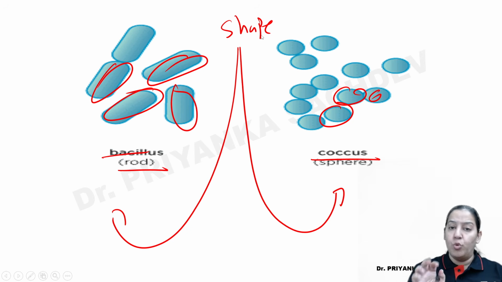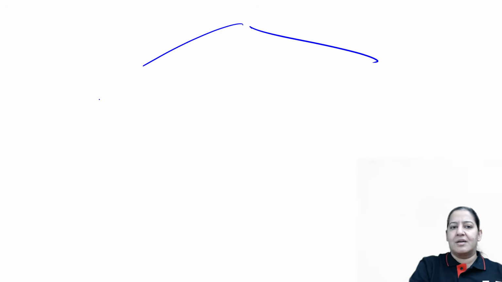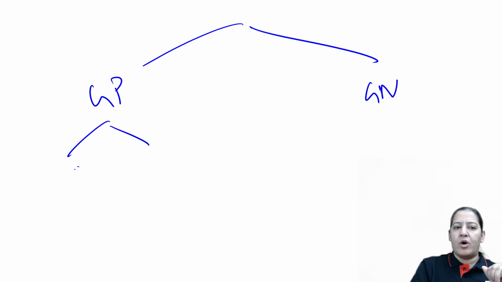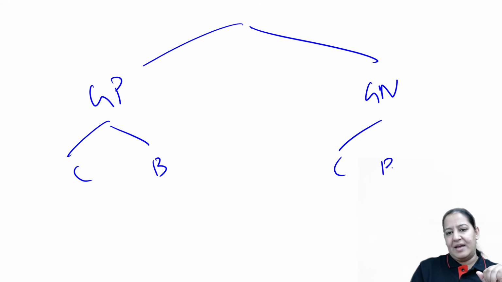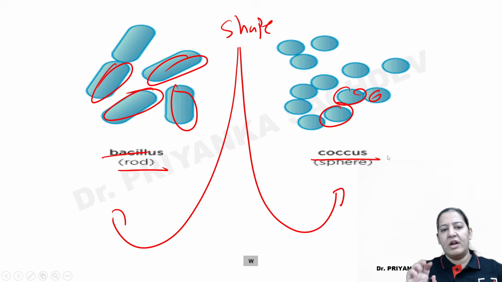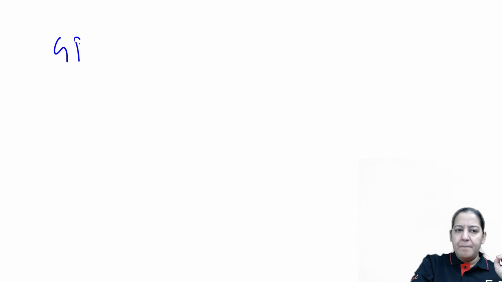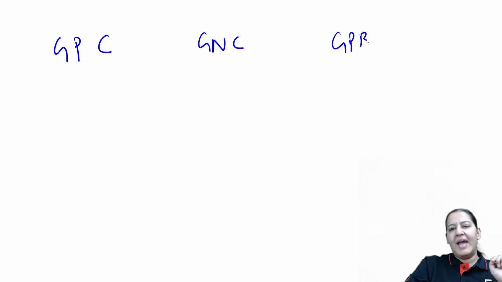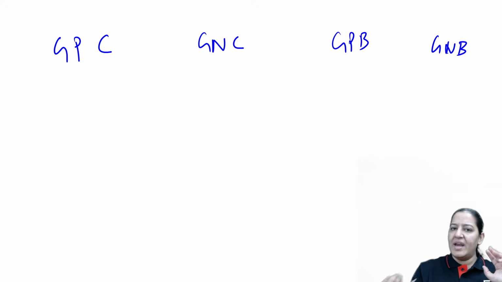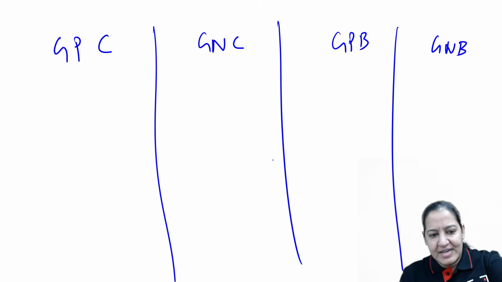So we are combining the two classifications. The first classification is gram positive and gram negative. The second classification is cocci and bacilli. Let's combine the two. So a total of 4 categories are there. Gram positive cocci, gram negative cocci. Gram positive bacilli, gram negative bacilli. I guess everyone can understand the meaning.